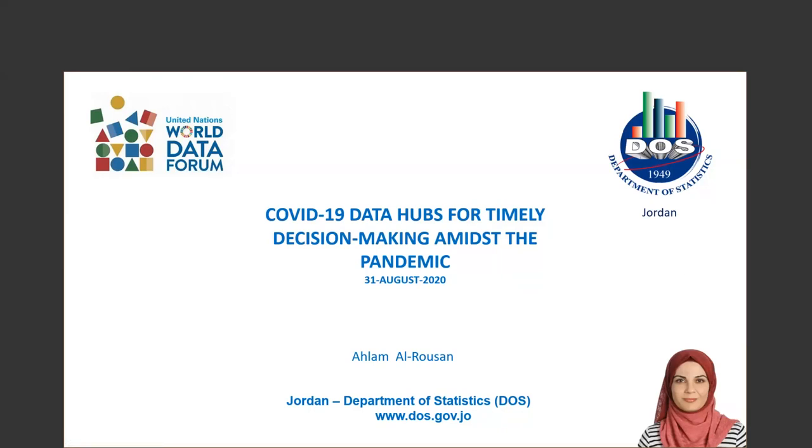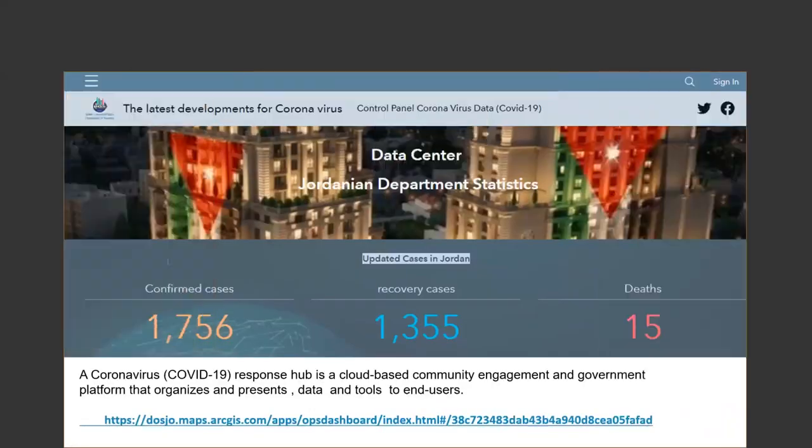Today, we will share with the audience the Jordan Department of Statistics initiative for the COVID-19 data hub, and the benefit from the integration of statistics and geospatial tools, and how much this integration improved the dissemination quality, which helped decision makers. A coronavirus response hub is a cloud-based community engagement and government platform that organizes and presents data and tools to the end users.